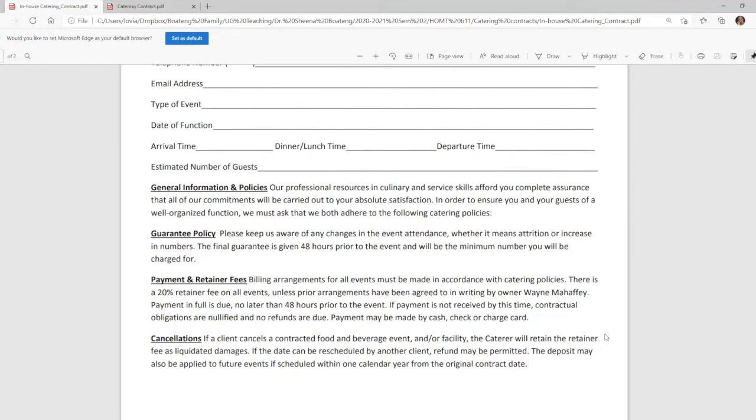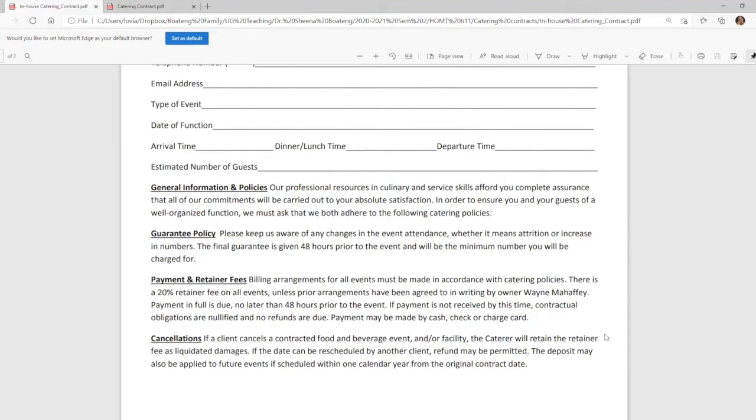Nullified. Nullified. And no refunds are what? Due. So if you don't pay, they will not refund your 20%, and all the contract agreements you had in the beginning are nullified. And they said payments may be made by cash, check, or charge card. Then they have a policy with regard to cancellation.